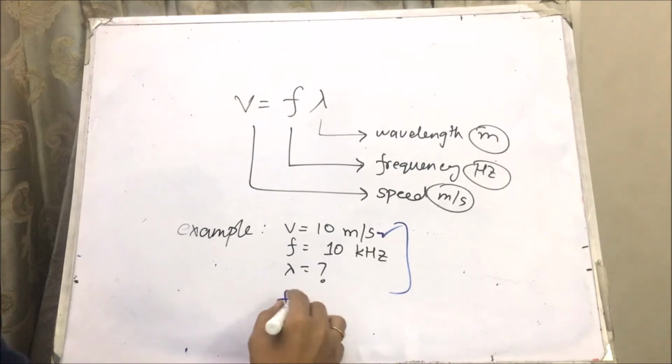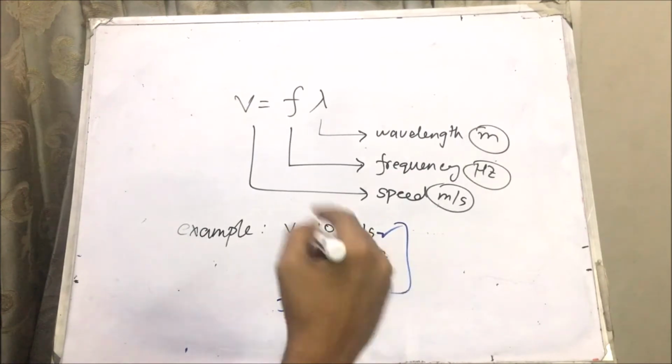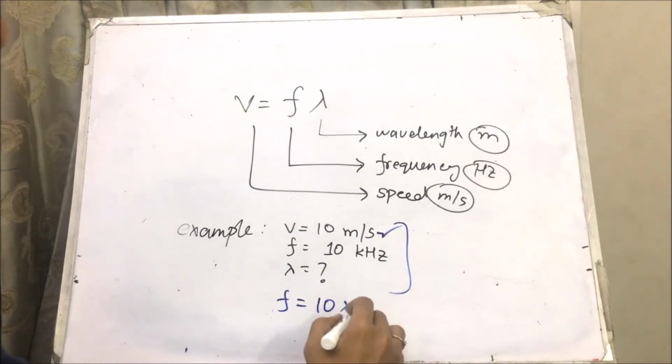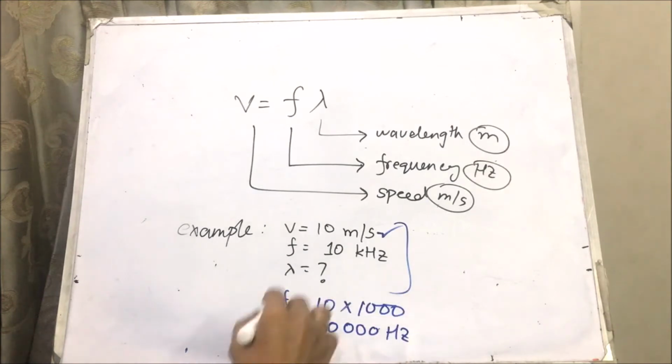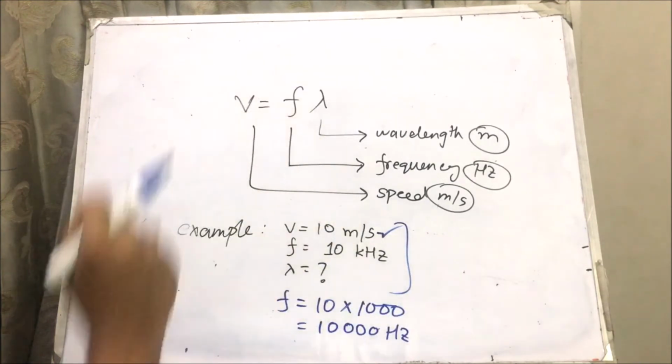We should say that the frequency is 10 into kilo. Kilo means into 1000, right? So into 1000, thus the frequency is 10,000 hertz. See, now I've converted into hertz, and now I can input this in the equation.